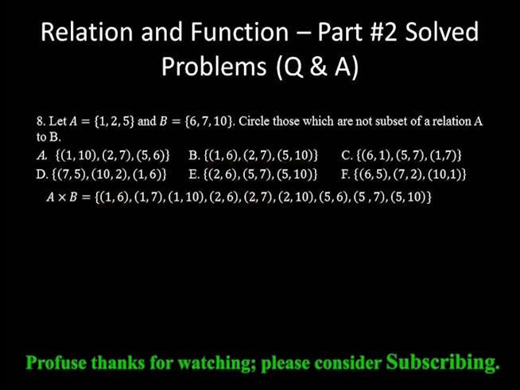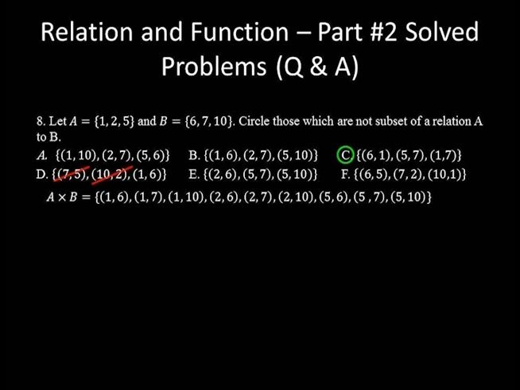We don't have an ordered pair (6, 1) in the relation. So choice C is not a subset of the relation. Thus we have to circle it. Also, we can't find ordered pairs (7, 5) and (10, 2) in the relation. So choice D is not a subset of the relation. All ordered pairs of choice E are elements of the relation. Thus, choice E is a subset of the relation. All three ordered pairs of choice F are not found in the relation. Hence, choice F is not a subset of the relation.